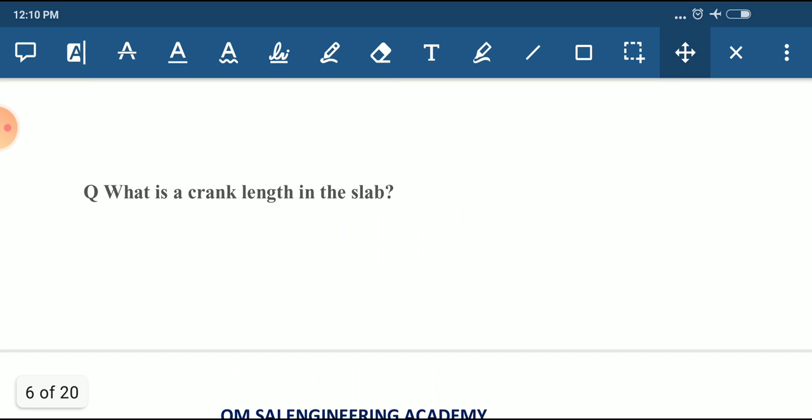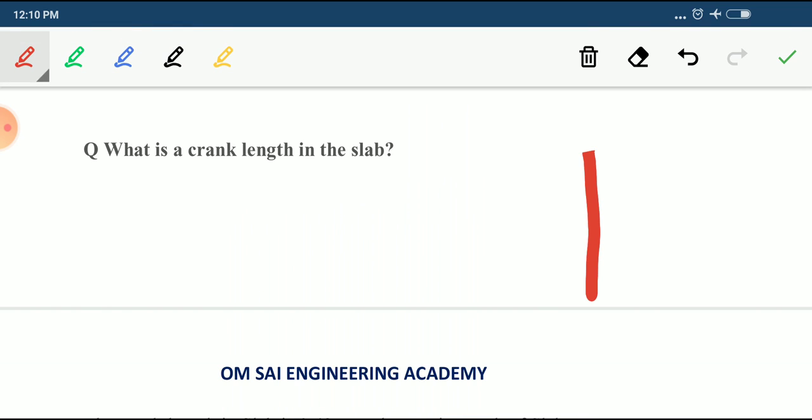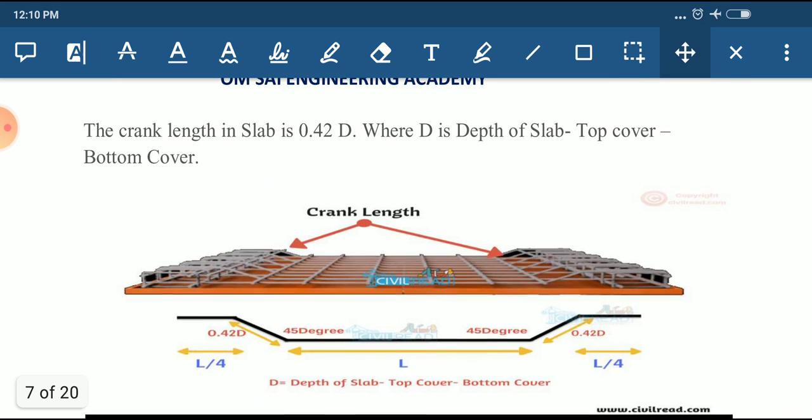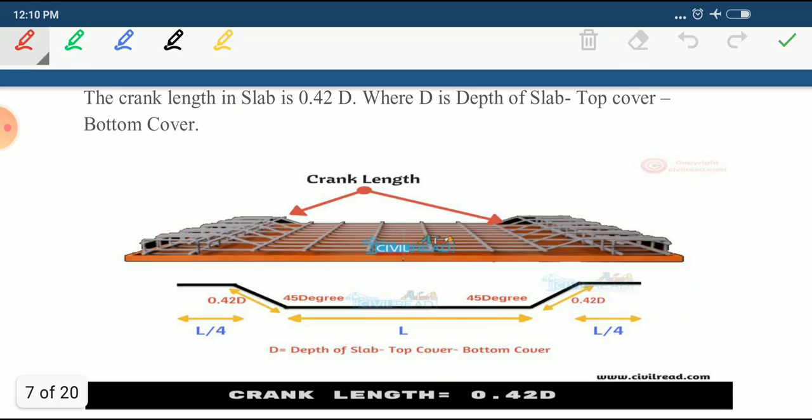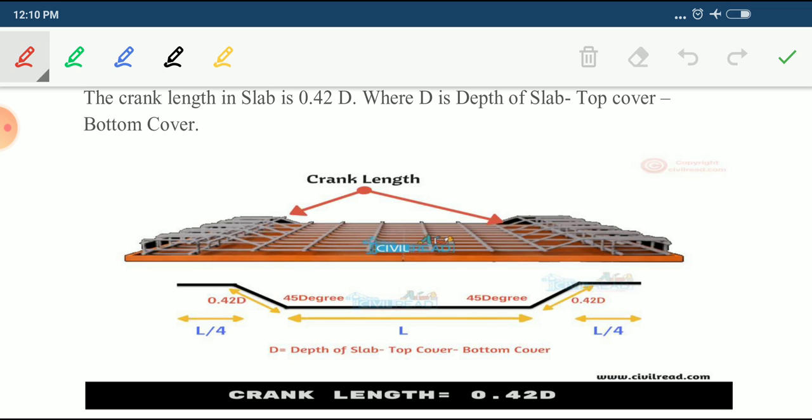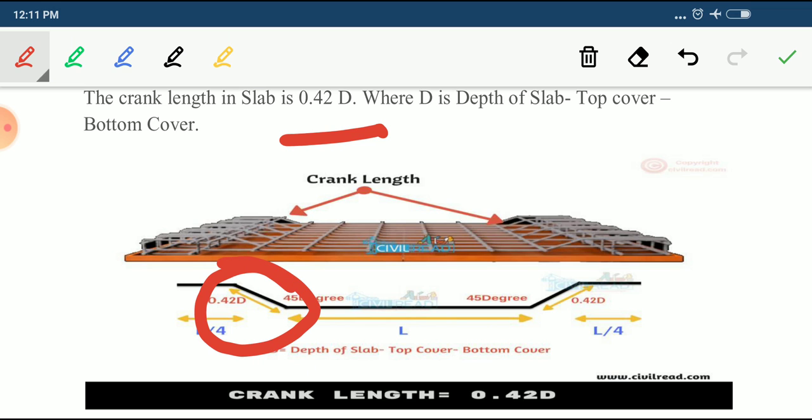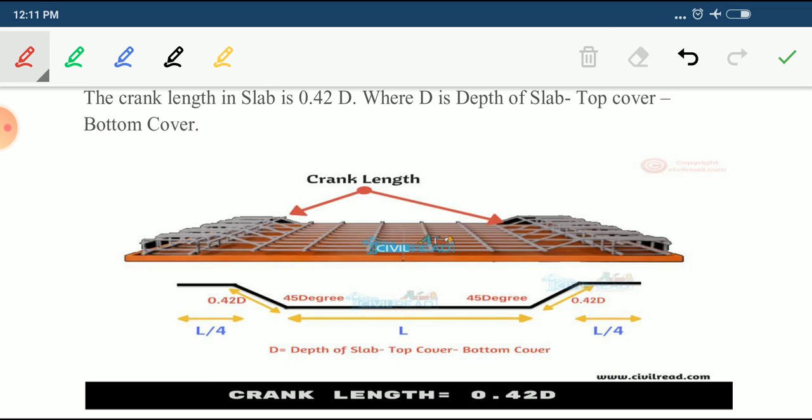What is the crank length in a slab? Crank length means what? In the diagram I will show you. Just see it. The crank length in the slab is 0.42 times d. This is called crank length. How much will it be provided? It is 0.42 times d, where d is the depth of the slab. It is given here. That is called crank length.